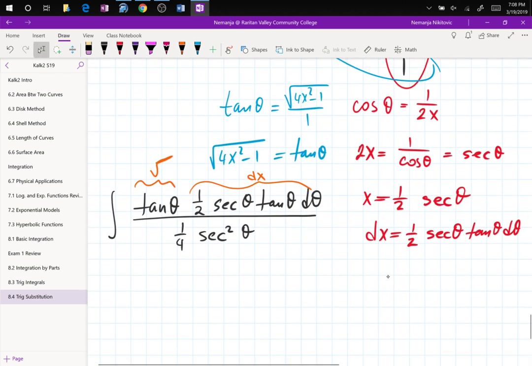Now we just need to clean this up. What's happening with my variables? 1/2 and 1/4 cancel to get the 1/2 in the denominator, which works out to be a 2 outside. One secant dies with the secant on top. We have a tangent squared theta divided by the secant theta d theta.